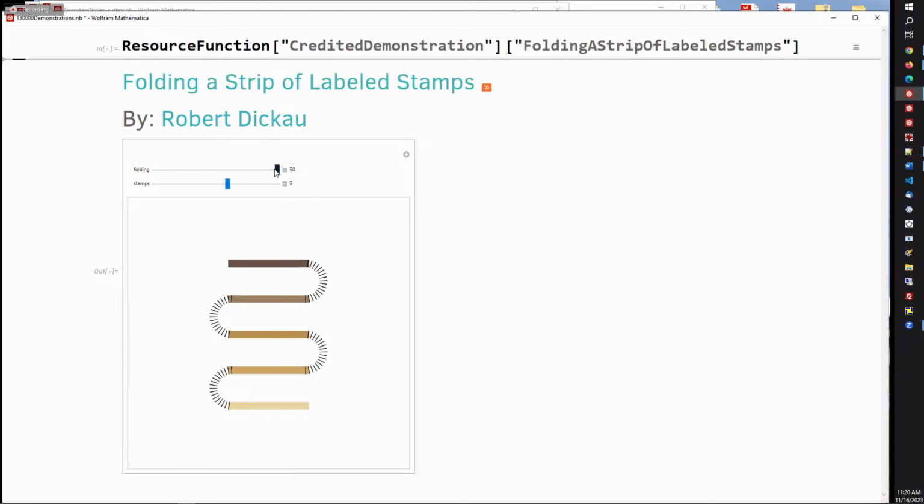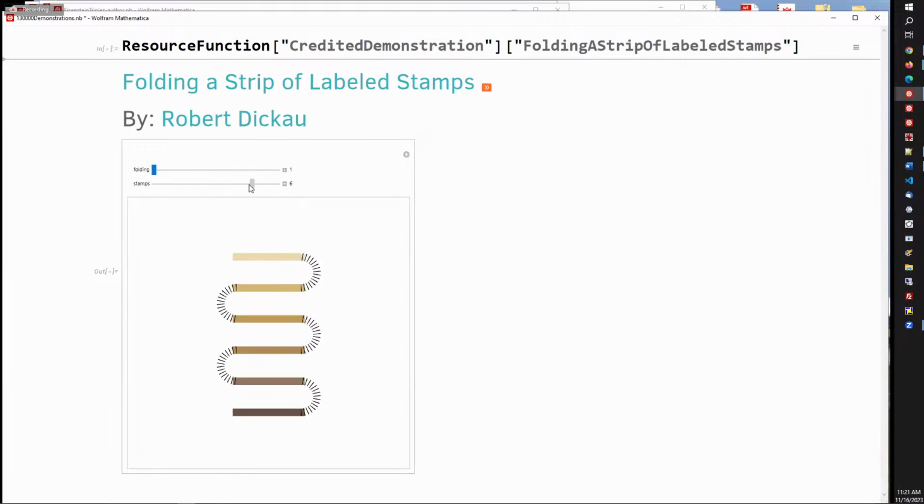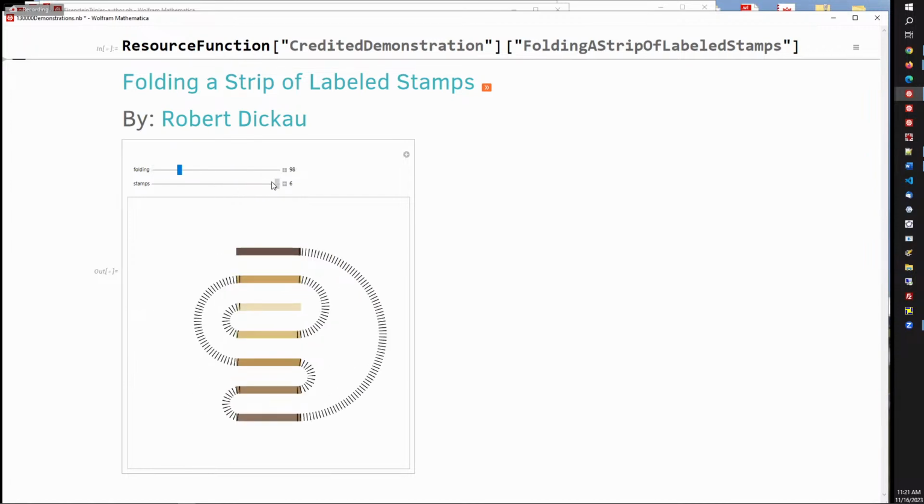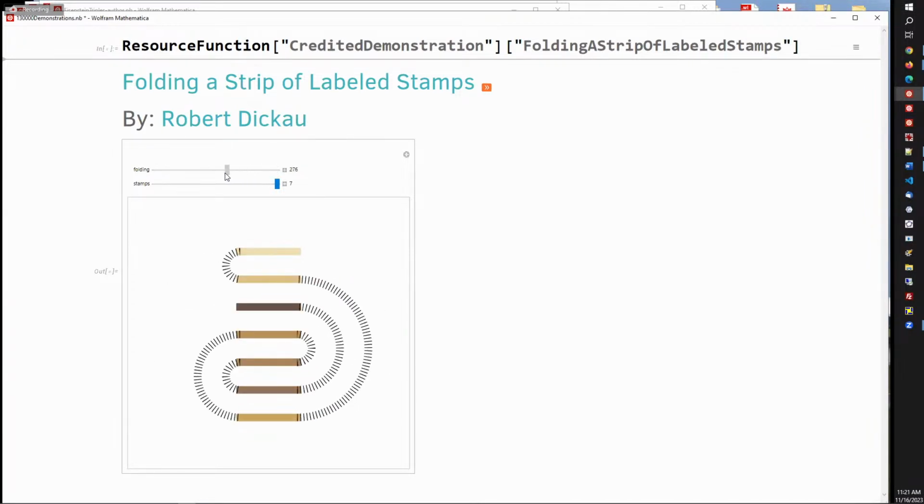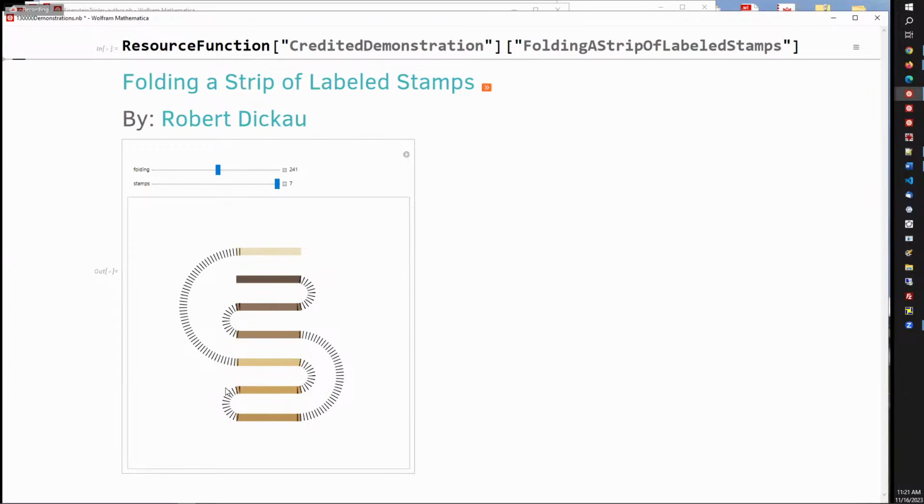We can also do combinatorics. There are 50 ways of folding a strip of 5 stamps, and this shows all the different ways of doing that. If we go to 6 stamps, there are 144 ways of folding the stamps. So this is a nice combinatorics realization by Robert Dickow. And for 7 stamps, there are 462 ways of folding these stamps together.